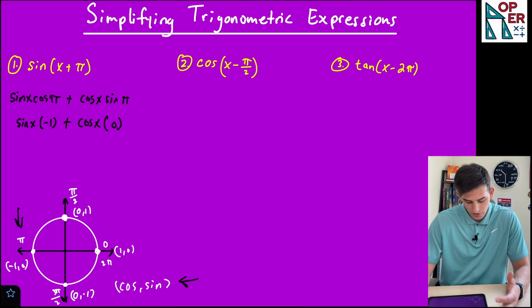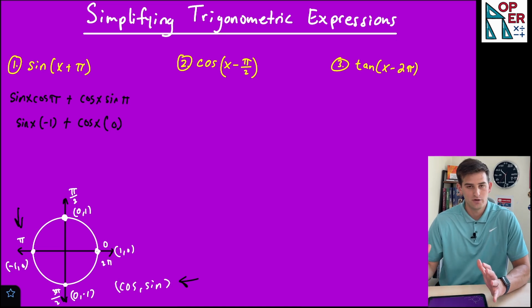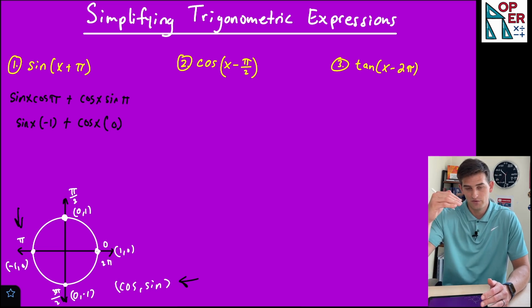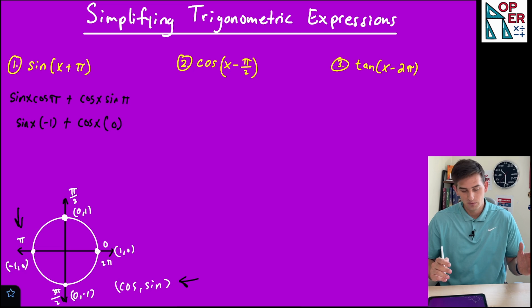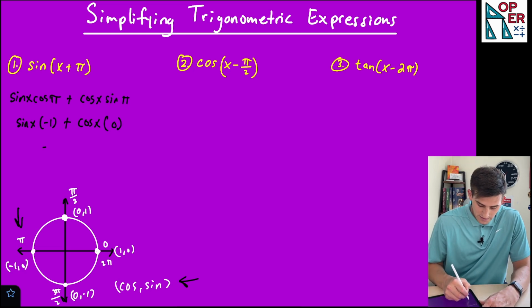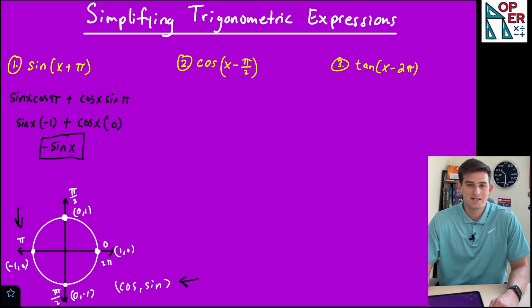This is our unit circle, and we go out 1 unit for our radius. So (1, 0) would be 0 radians and 2 pi radians, (0, 1) would be pi over 2, (-1, 0) would be pi, and (0, -1) would be 3 pi over 2. So now this would be negative sine of x plus cosine of x times 0, which would be 0. So our final answer is negative sine of x.